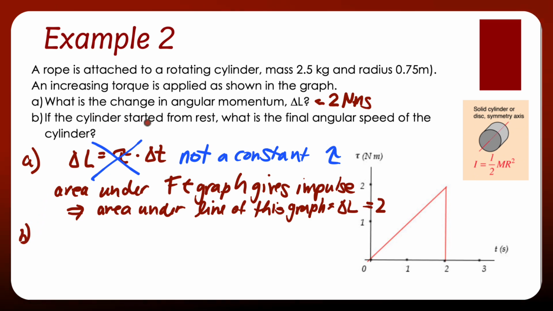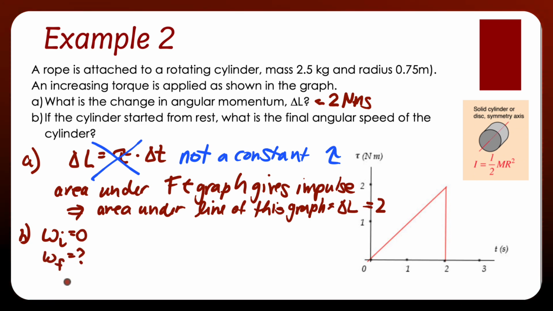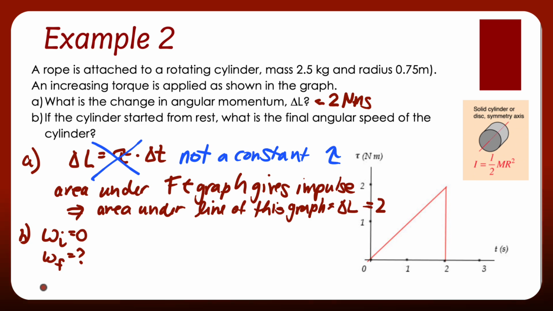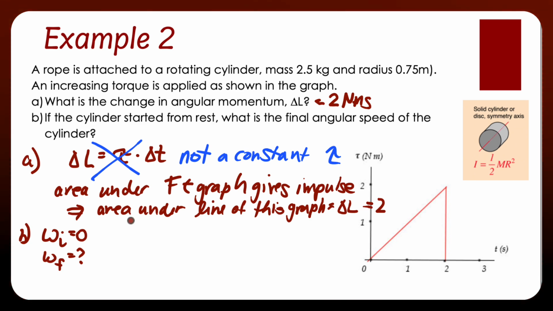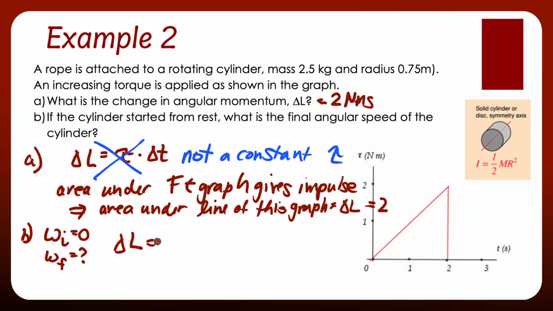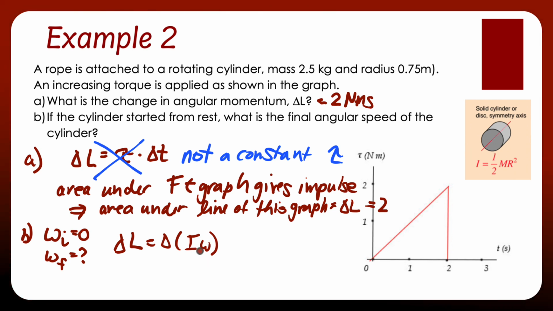B, if the cylinder started from rest, that means omega I will equal 0. What is the final angular speed? That's omega F. That's what I'm looking for. I'm missing a lot of information here, or so it seems. Well, we also have the equation delta L equals I delta omega. And in this case, the I is going to be constant because we don't have anything changing about our cylinder. So it must just be the omega that's changing. So we know our change in angular momentum was 2.